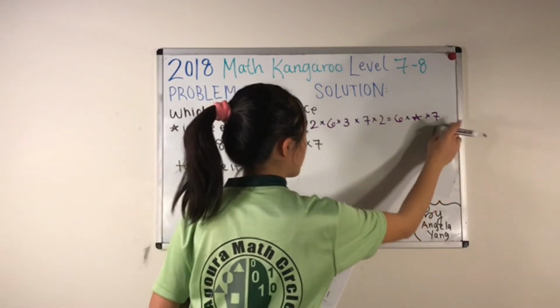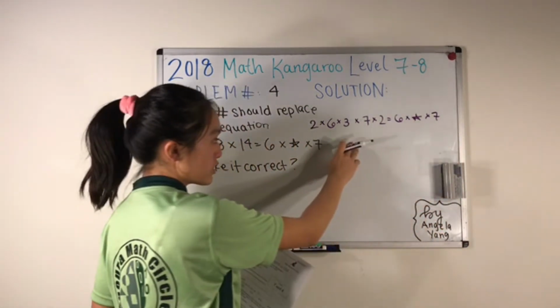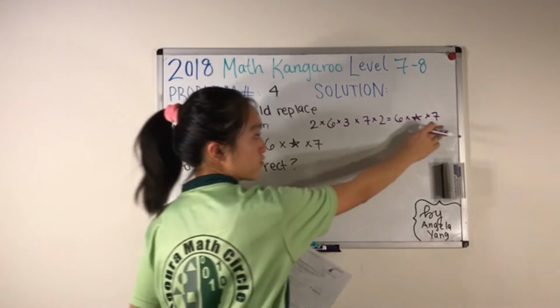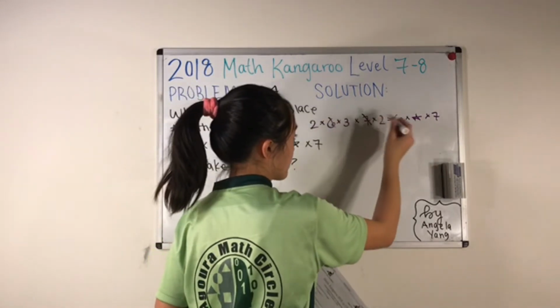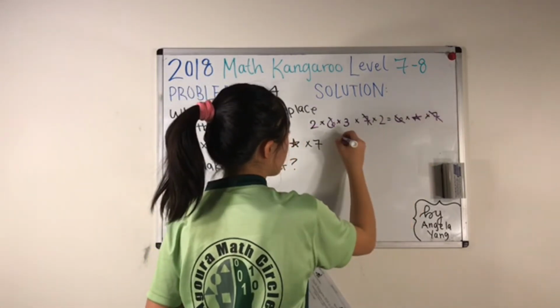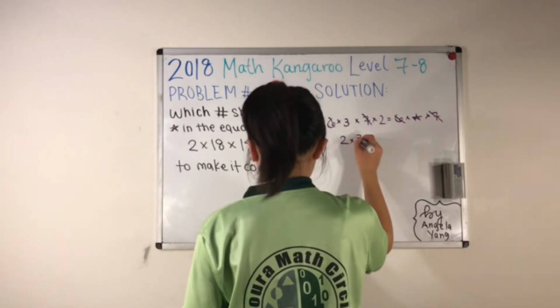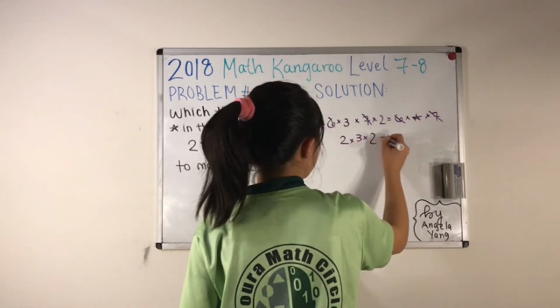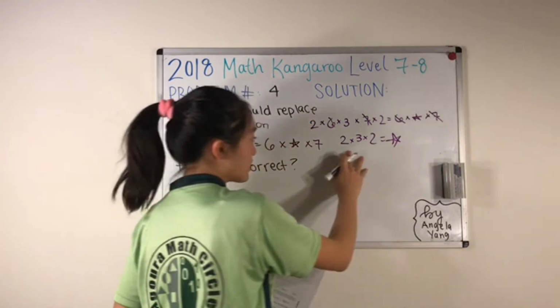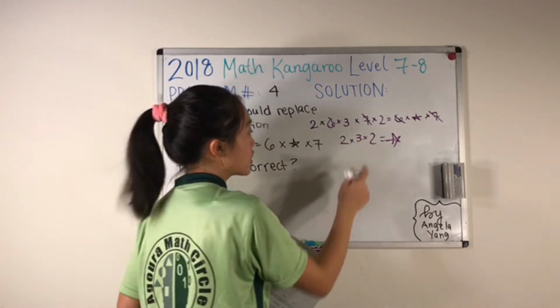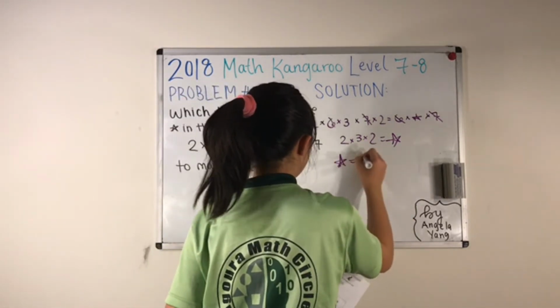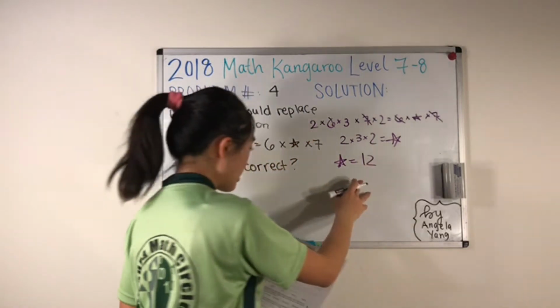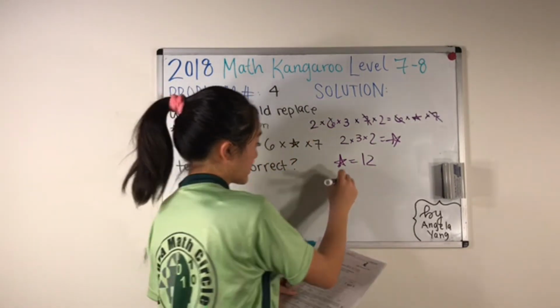So in order to solve this, what you could do is divide out similar factors from both sides. So you can take out the 6 and the 7. And now we're left with 2 times 3 times 2 equals 2 star. And that means 2 times 3 is 6, times 2 is 12. So star equals 12. And that would be our answer of letter D.